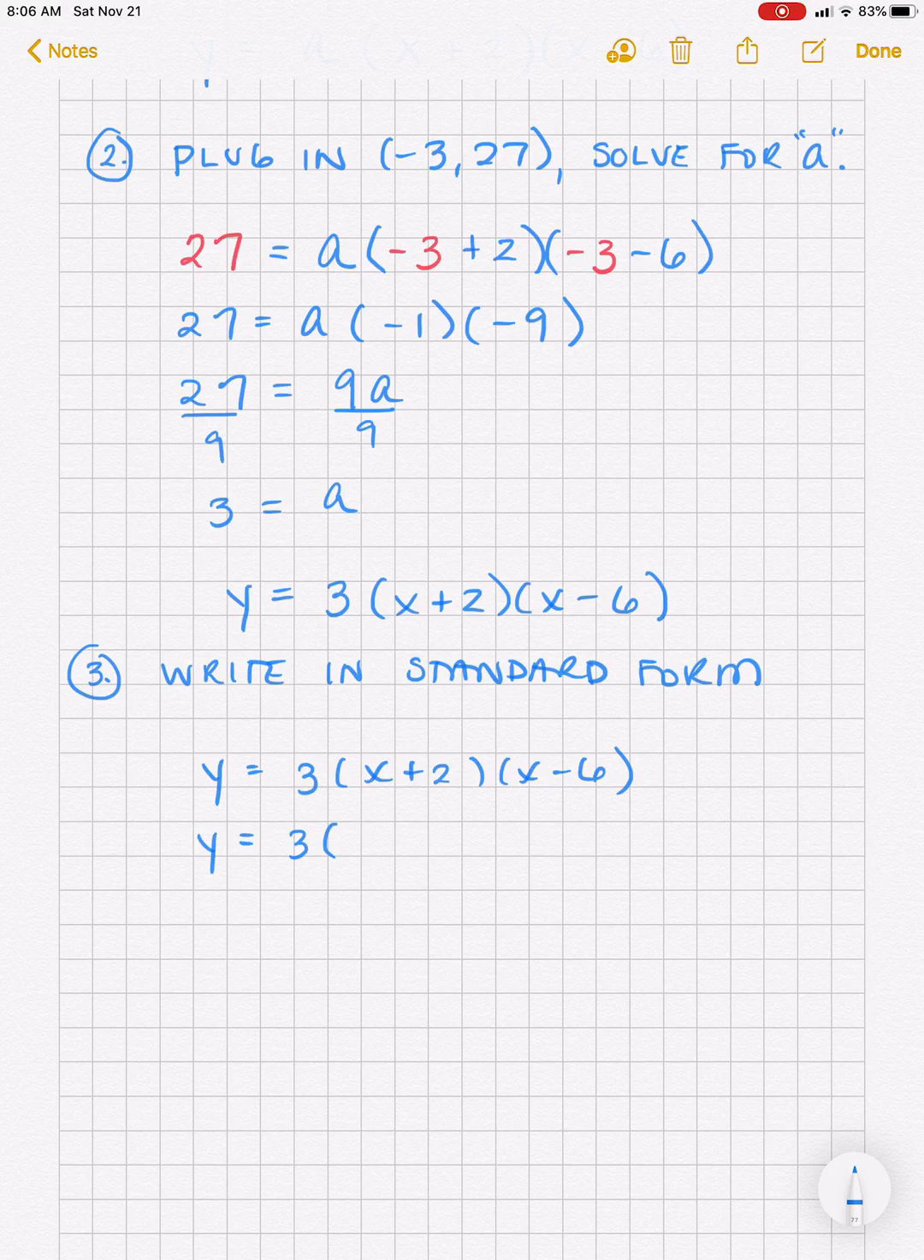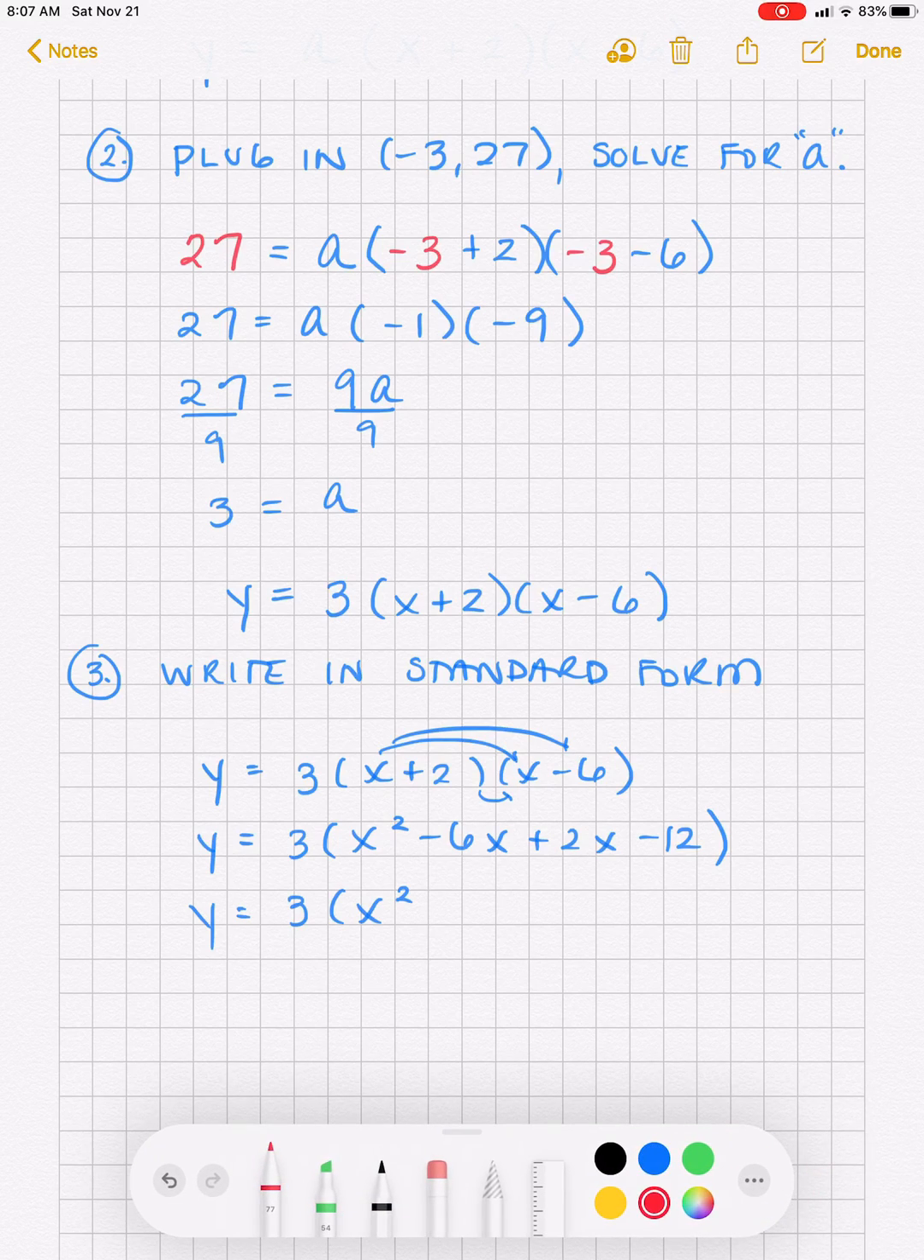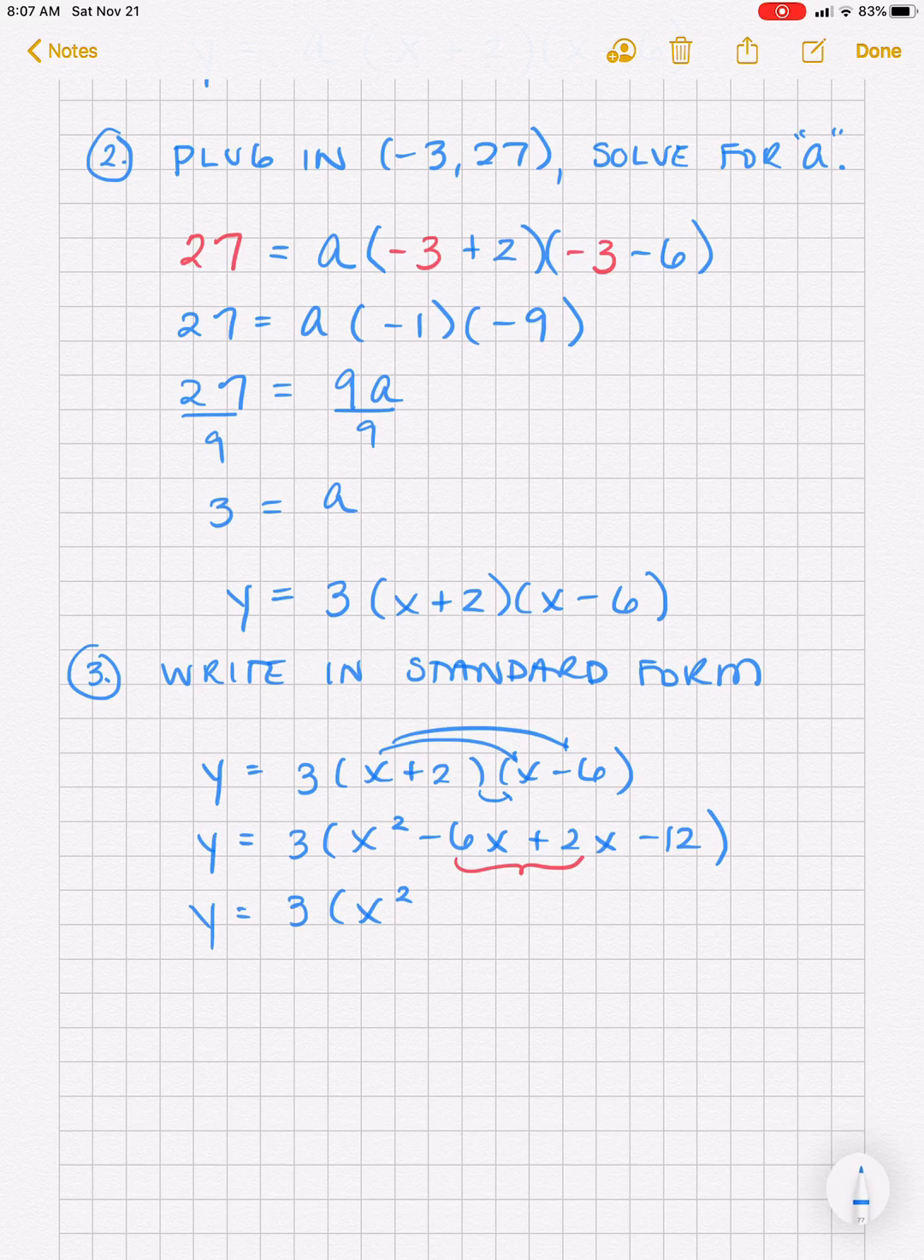All right, so I'm going to double distribute first. We get x squared minus 6x plus 2x minus 12, and I'm going to combine like terms, x squared, and we see right here that it's minus 4x. This actually is just like the problem that I started with, isn't it? y equals 3x squared minus 12x minus 36.